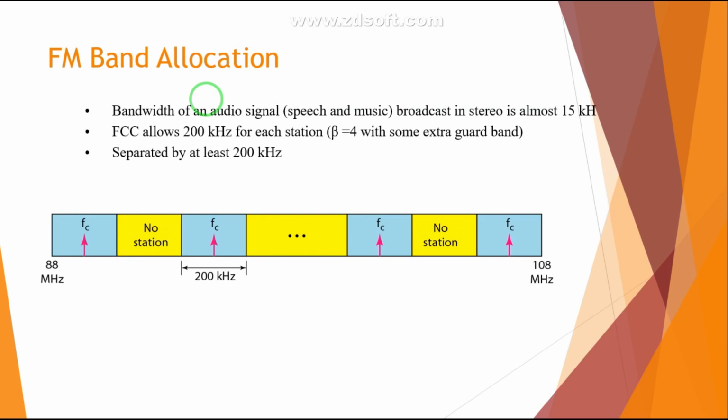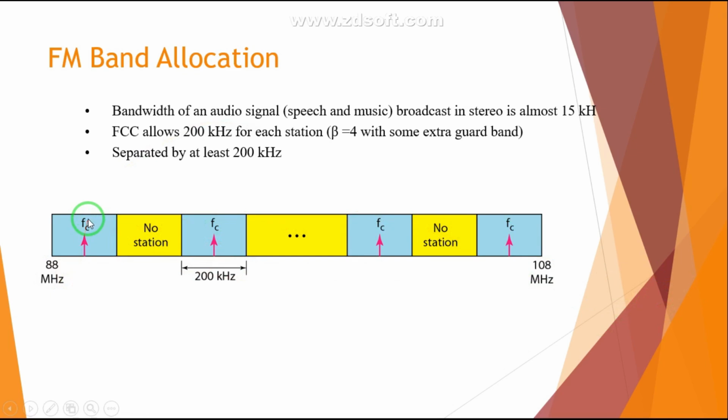The bandwidth of an audio signal, that is your speech or your music signal, broadcast in stereo, is almost 15 kilohertz. And the FCC is going to allow 200 kilohertz for each station, with beta equal to 4, modulation index equal to 4, and stations are going to be separated by at least 200 kilohertz. The band is going to range from 88 megahertz to 108 megahertz. This is the FM band allocation, the bandwidth of the FM system.